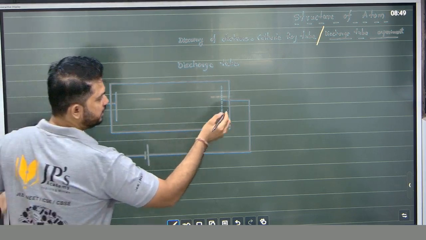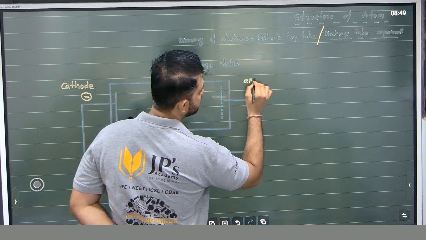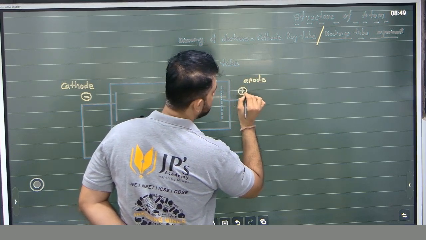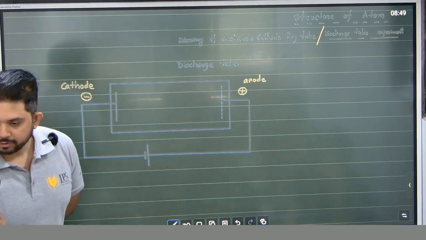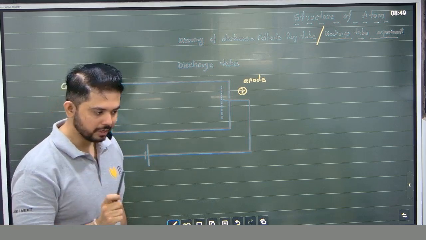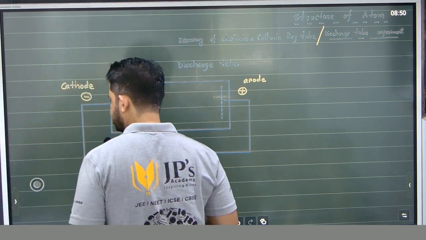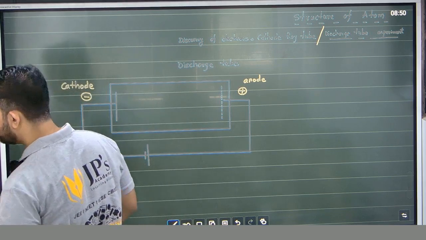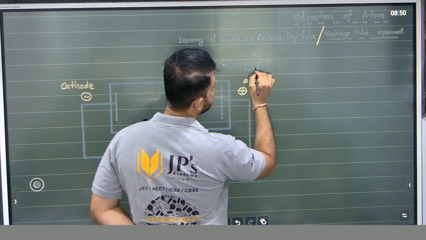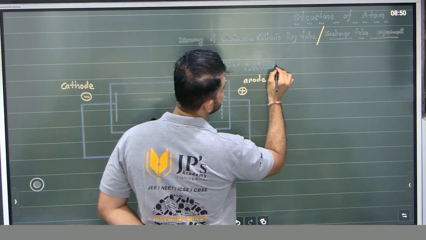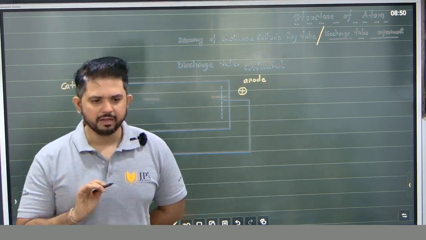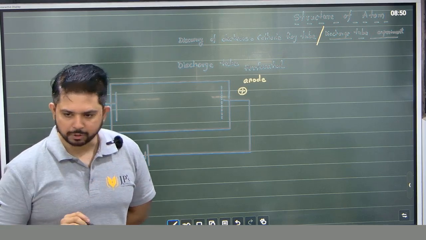On the other end we have the anode, connected to the positive terminal of the battery. Now if you look at the anode electrode, it has tiny gaps in it, tiny holes, which is called a perforated anode. ठीक है? I'll later tell you why that tiny gap is there.